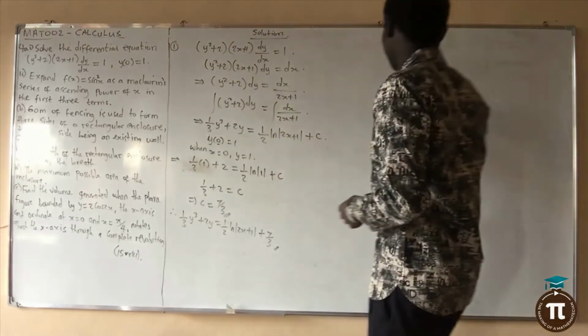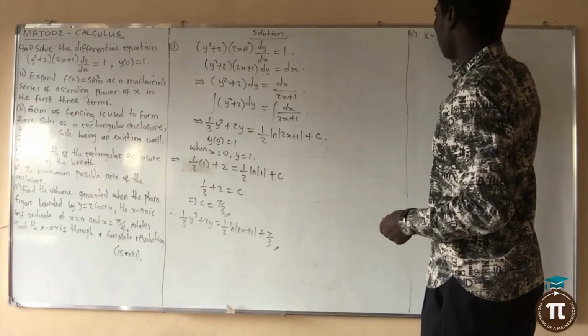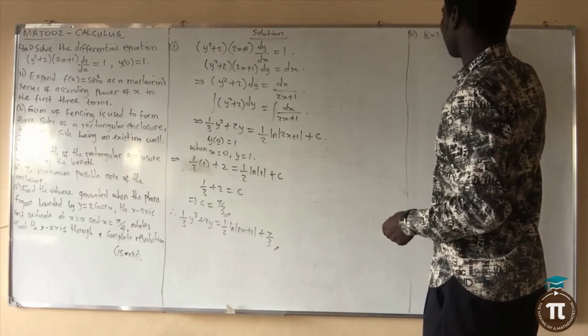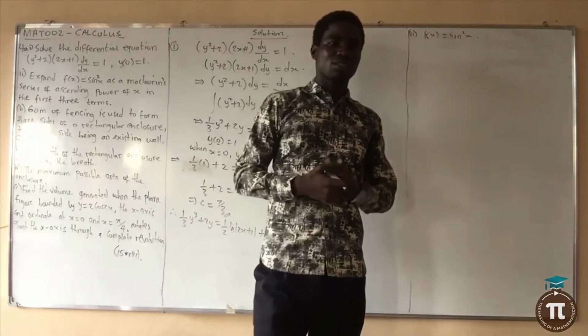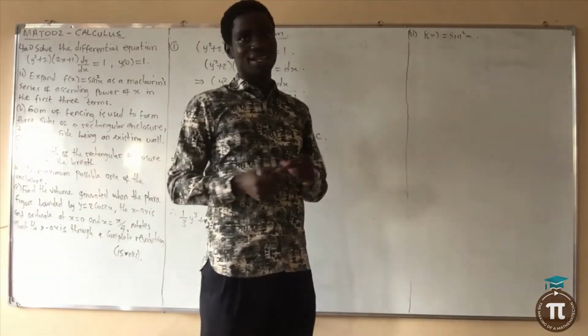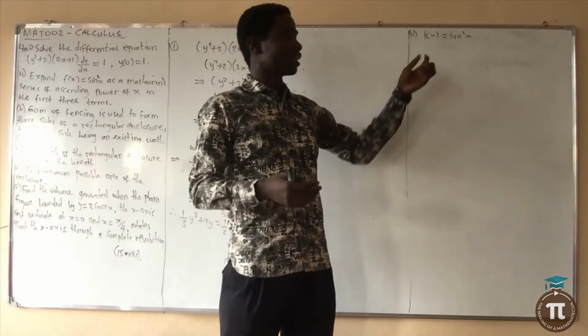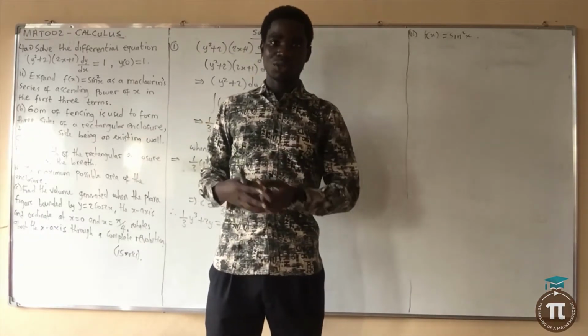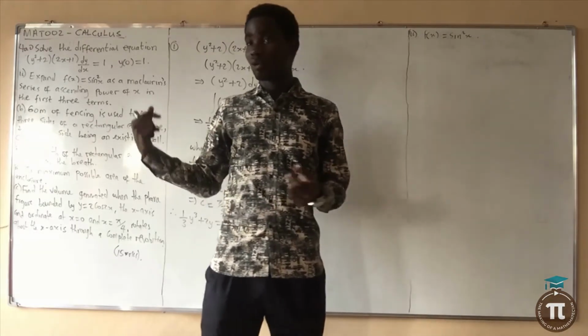So look at it, f of x is equal to sine squared x. Now, what is Maclaurin series? Maclaurin series is a kind of power series where you find the power series of a function at x equals 0. That's what we call Maclaurin series.